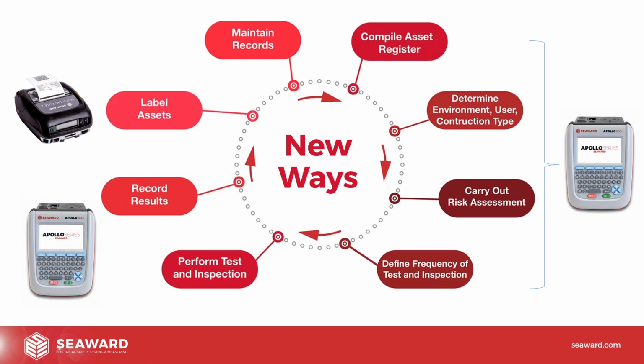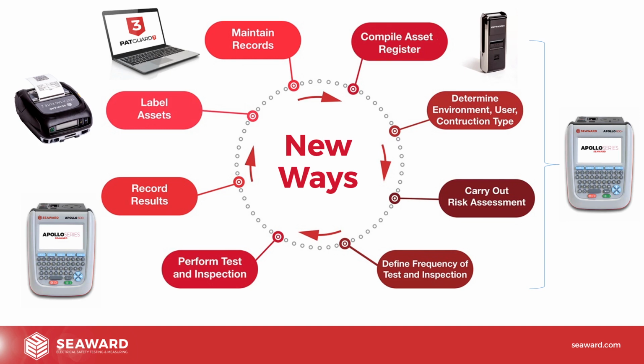It then automatically prints the label. We download all those results into our software, our PATGuard system, and that allows us to create reports, maintain the records, keep everything up to date. And then the next time round, because we've used a label printer that prints barcodes, we can use a barcode scanner and make the process even quicker. When we go round, we scan the item, it automatically knows all the stuff, so it goes, right, I'll need to do this test. We carry on doing the test, record the results, print another label, and away we go again. So it really makes that process a hell of a lot quicker.